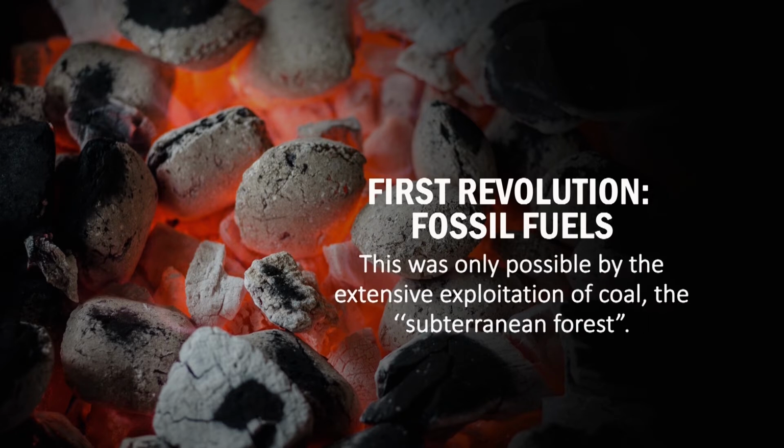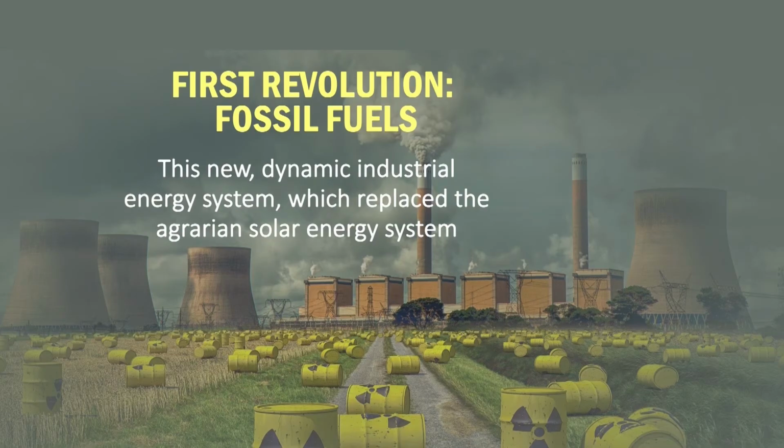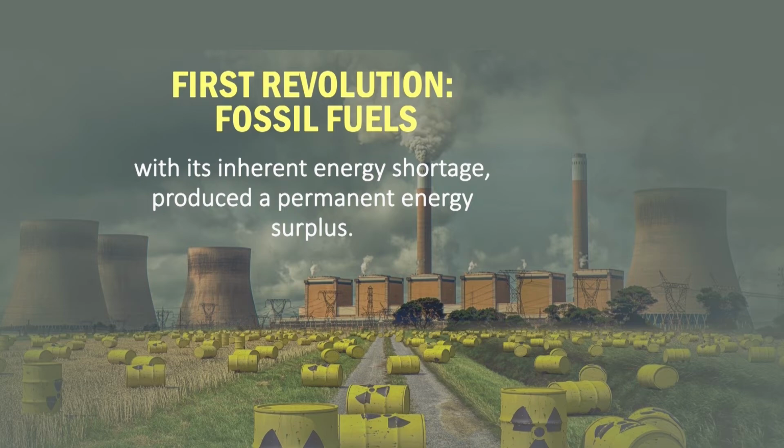And this was only possible because of the exploitation of coal, as the term is, the subterranean forest, right? This new dynamic industrial energy system, which replaced the agrarian solar energy system, which had inherent energy shortage, produced a permanent energy surplus. So industrialization in Europe was additionally accelerated by development of the capital market, technical progress, the changing role of the state, abrogation of internal tariff barriers, the development of a fossil-based transport infrastructure, the electricity system, the new legal structure based on private ownership, and the age of enlightenment.